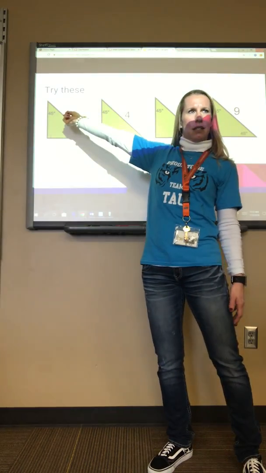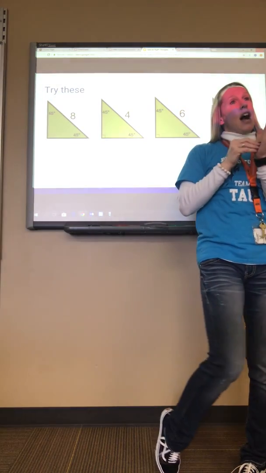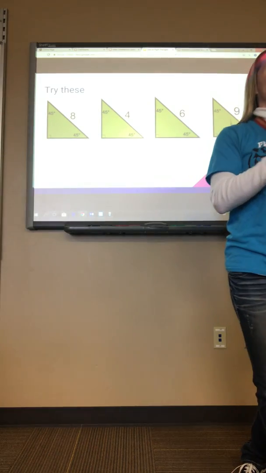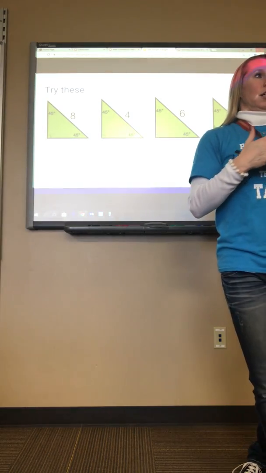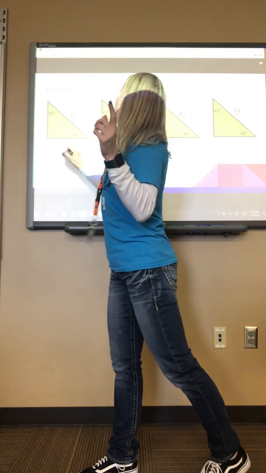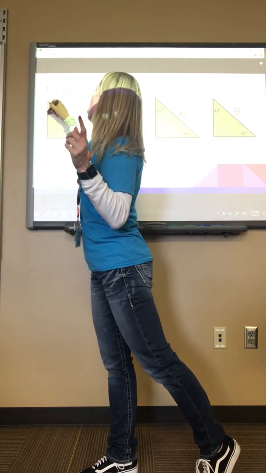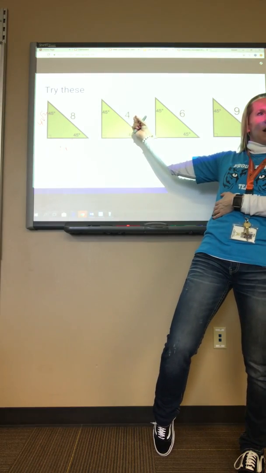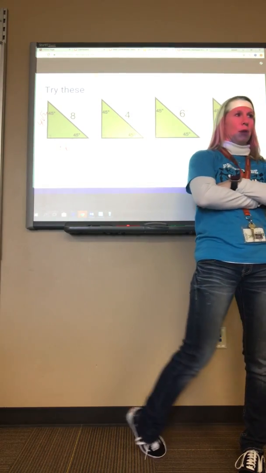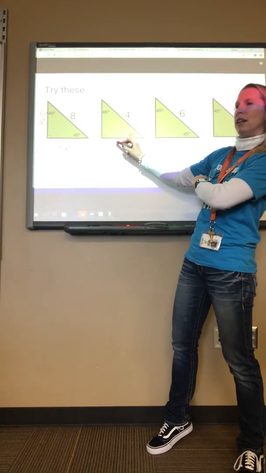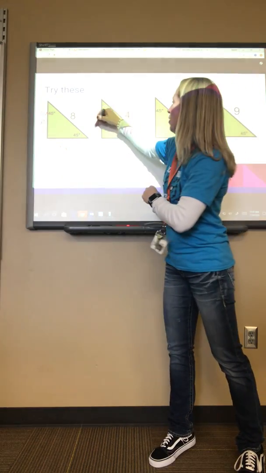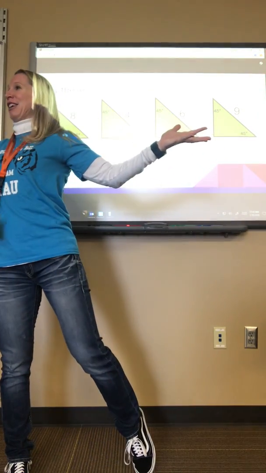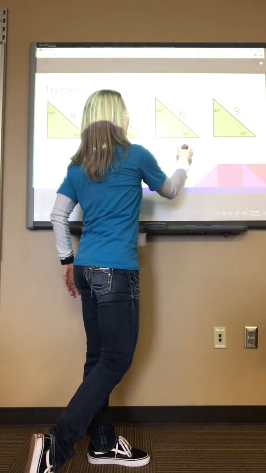What if it's like this? So, type in your calculator 8 divided by radical 2 and tell me what you get. 4 radical 2. So my sides are 4 radical 2. Type in your calculator 4 divided by radical 2 and tell me what you get. 2 radical 2. Type in your calculator 6 divided by radical 2. 3 radical 2. What's the pattern? You divide by 2. Yes.